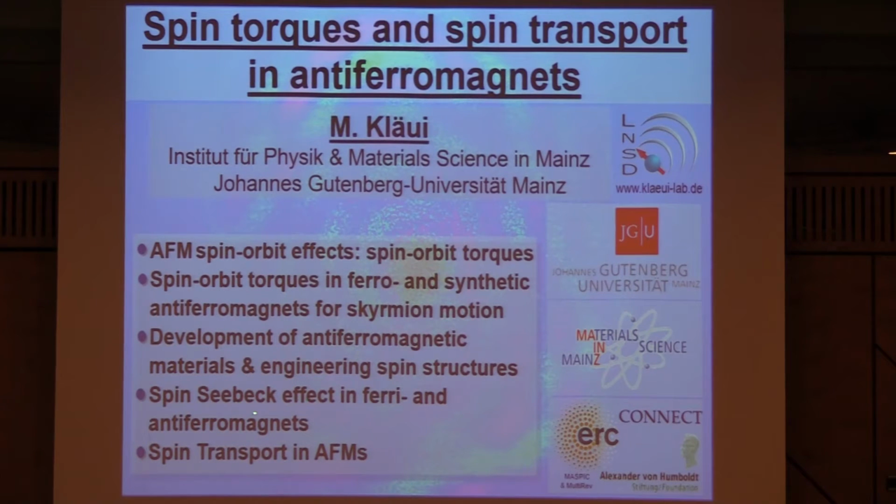And then finally, I'll show you some transport. Firstly, the transport generated intrinsically in ferri- and antiferromagnets, and then spin transport across antiferromagnets, and a little bit how this differs in metals and in insulators.